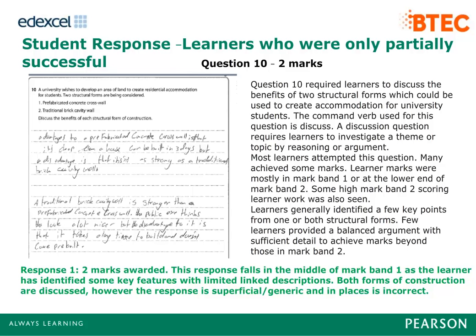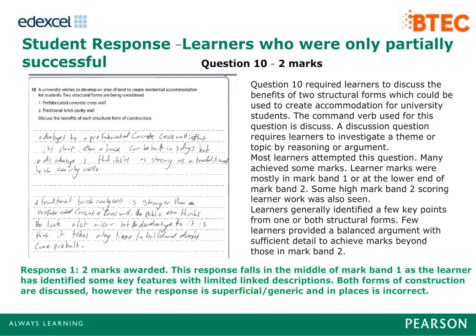This question is marked using the level descriptors at the end of the mark scheme. Marks were awarded dependent on the detail of points identified and described, and as to whether the learner had made a comparison between the benefits of the 2 options and linked their responses to the creation of residential accommodation for university students. Most learners attempted this question.